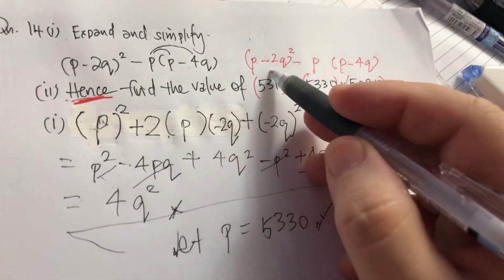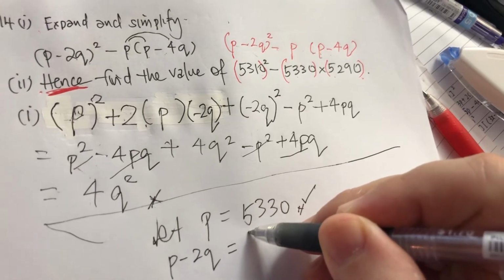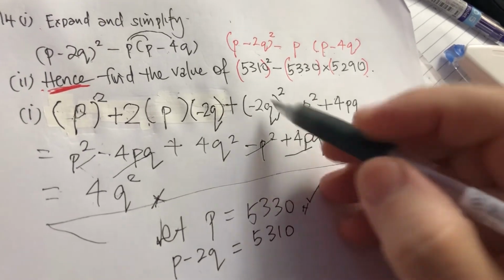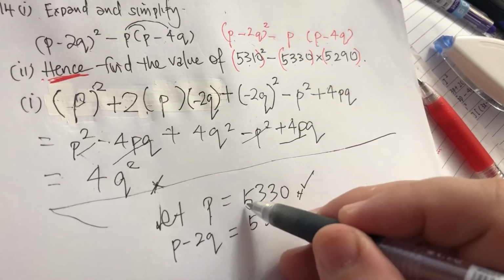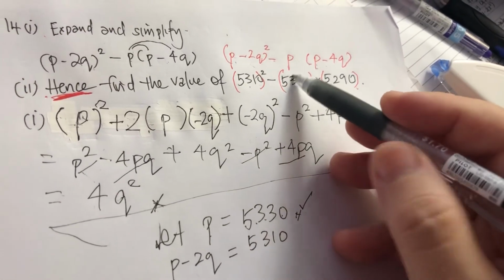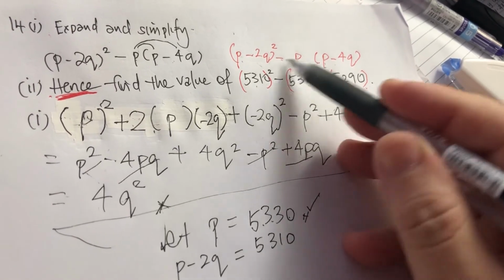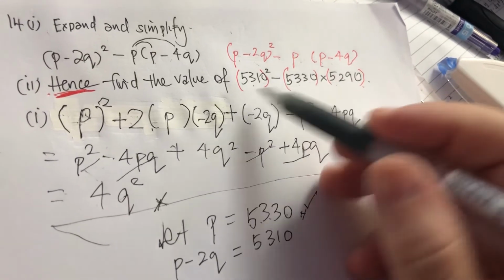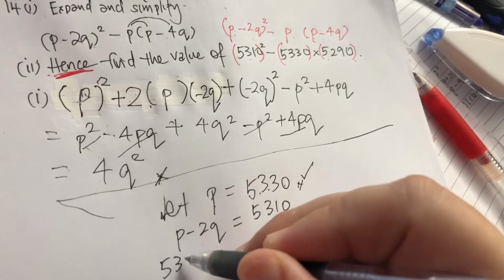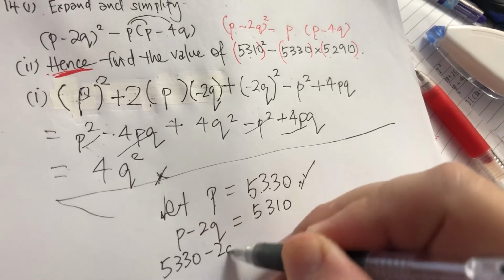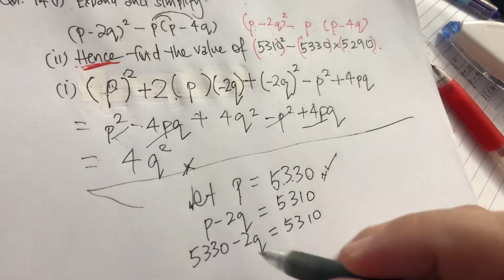So let me pick the smaller number. P minus 2Q equals to 5310. Correct, right? Yeah, okay. But I already know that P is 5330 from here, is it? 5330. It has to be P, right? Yeah, there's a pattern here. So you need to be able to recognize patterns when you do these kind of questions. What I do is I just put 5330 minus 2Q. Yeah. And from here I can find my Q.